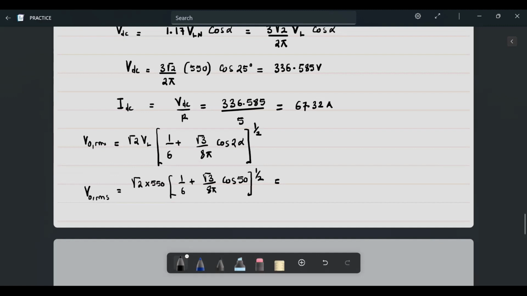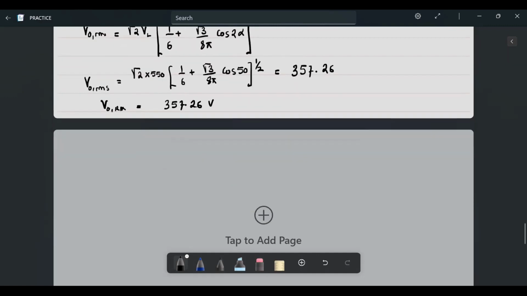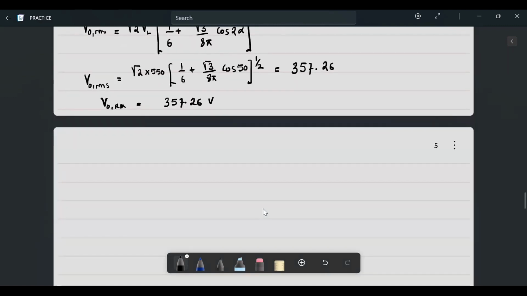A problem here, this will be plus. So I'm getting 357.26, right? Therefore the V output RMS is equal to 357.26 volts. Now with this information, you can find the output RMS current.